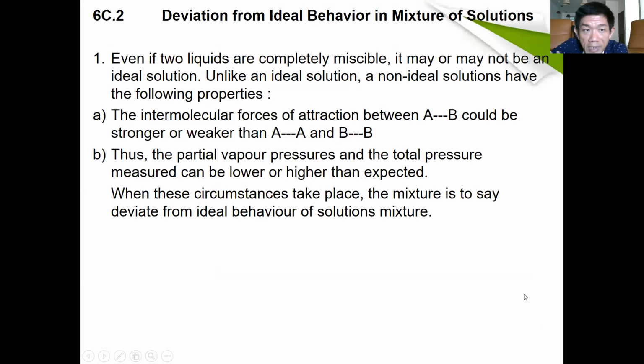Okay, so with that, shall we begin? Let's continue with the deviation from ideal behavior in the mixture of solutions. Now, it might seem a little bit familiar, from the deviation from ideal behavior. Yes, previously we have learned that in the mixture of gases. So in this chapter, we are going to have a look from the perspective of mixture in terms of solution.